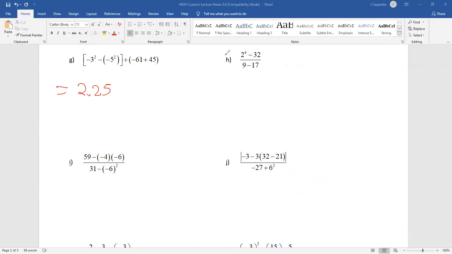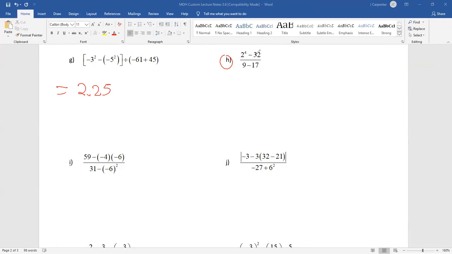But we are going to do H. So 2 to the 4th minus 32 all over 9 minus 17. The tops and bottoms of fractions count as parentheses. There's an implied pair of parentheses around each of these, just in case you weren't aware. We treat the tops and bottoms of fractions as their own entities, so they count as parentheses. But we just generally don't write them.